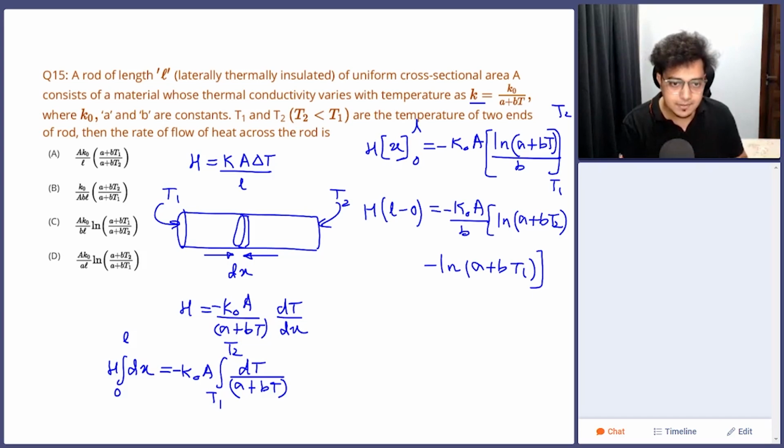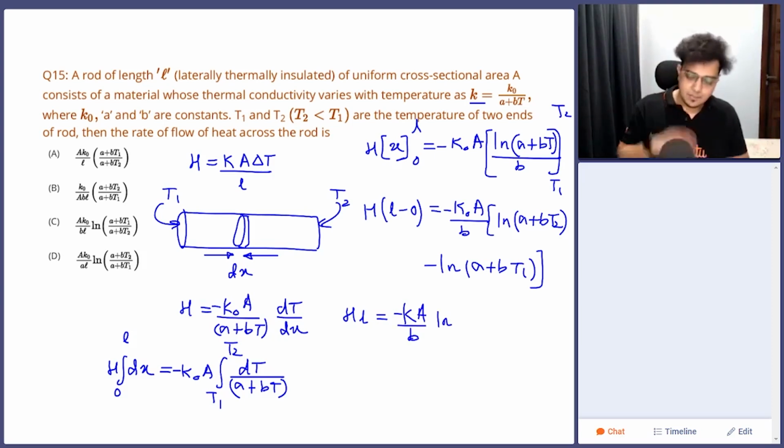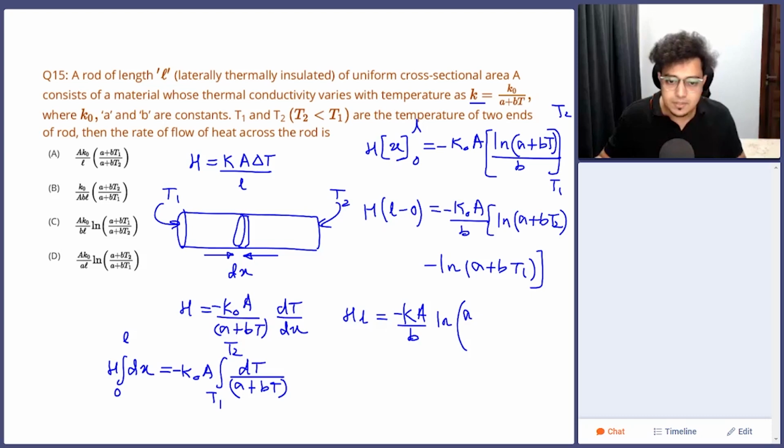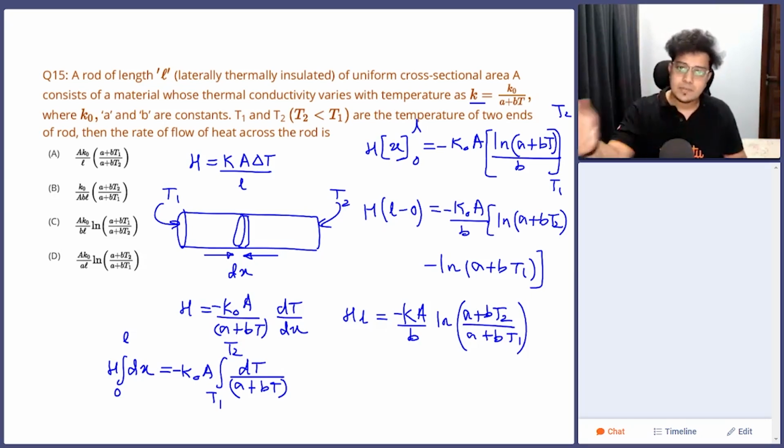Now simplify this. We can write h into L here on the left hand side. If I keep that minus as it is, here there is a subtraction of log, so there will be division of numbers. So A plus B T2 upon A plus B T1. Basic properties of logarithm: log A minus log B is log of A by B.